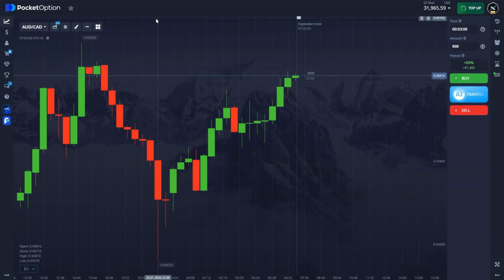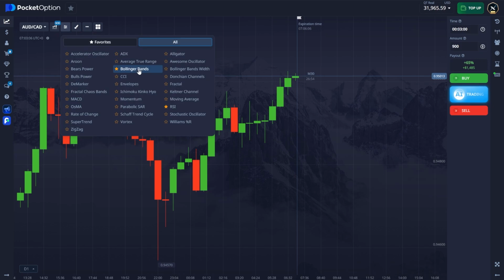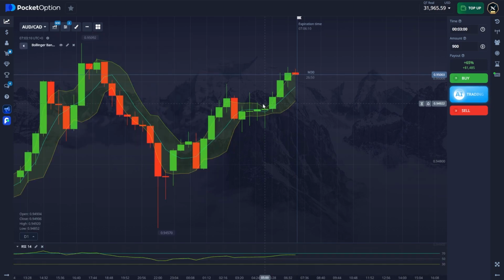Now, let's dive into the strategy and start with the indicators. My strategy uses the indicators Bollinger Bands and the RSI. Why these two? They complement each other perfectly and provide highly accurate entry points when used together. One helps us understand market structure, the other shows momentum and strength.